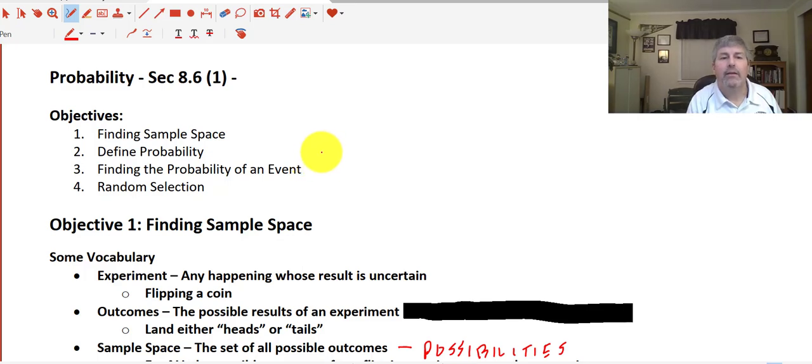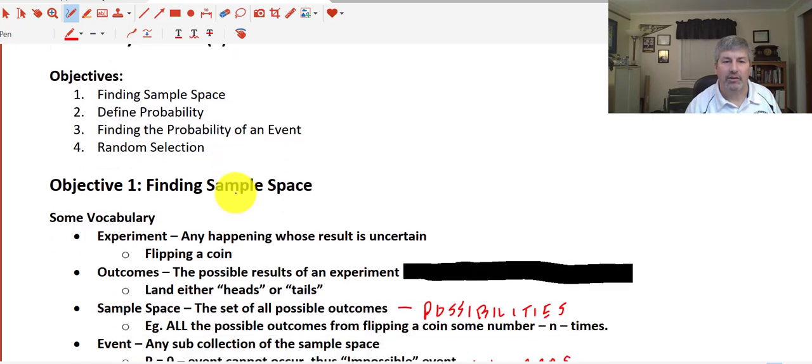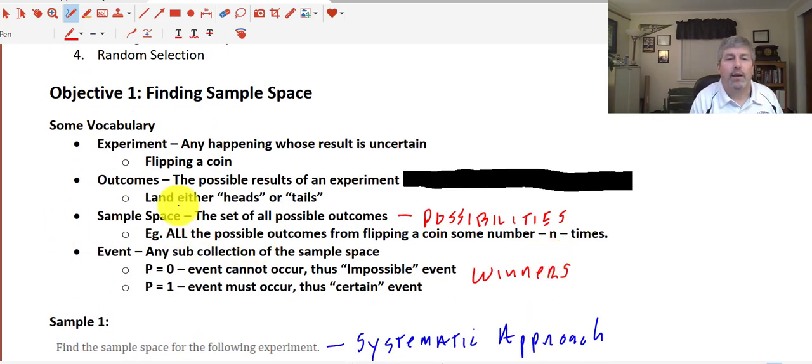Welcome back. In this video, we are going to begin to explore the concept of probability. Our first objective will be to find a sample space. Before we do that, we will define some vocabulary. Then we'll define probability. We'll find the probability of an event, and we will take a look at random selection. First, let's begin with some vocabulary.